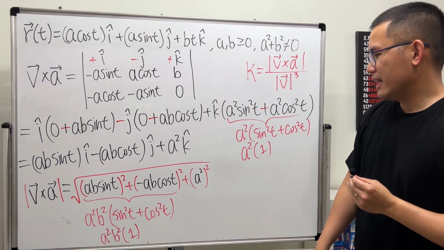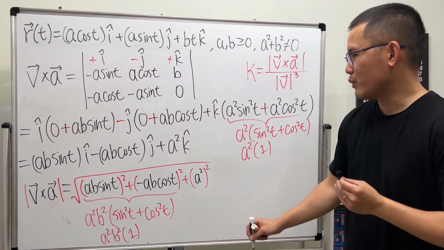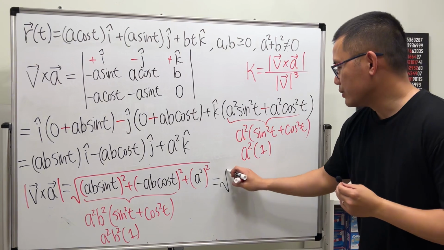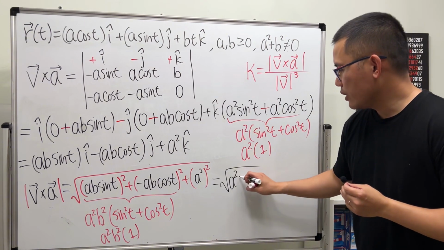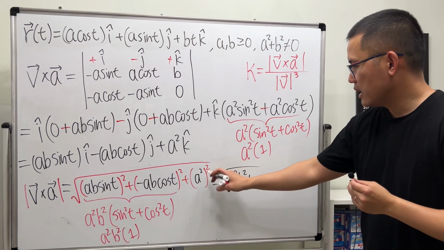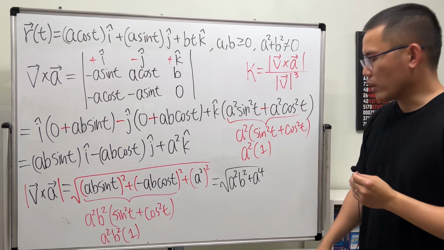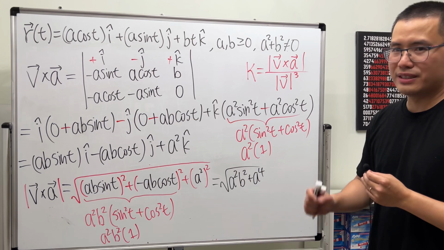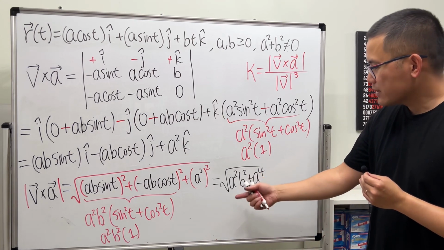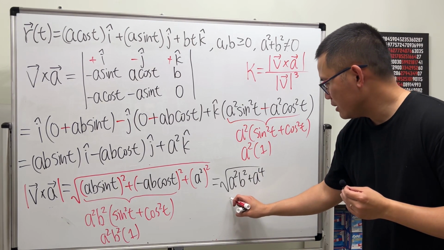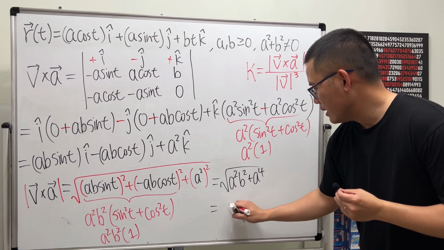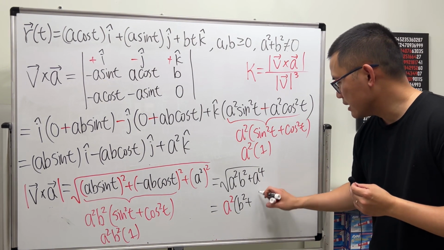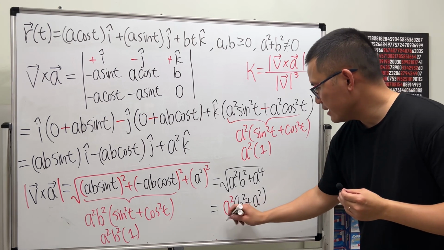Okay, and then here we have a to the 4th power. So this thing is equal to the square root of a square b square plus a to the 4th power. And perhaps we can simplify this a little bit. We can factor out a squared. So that will be a squared times, here we get b squared plus a squared, and then in the square root.